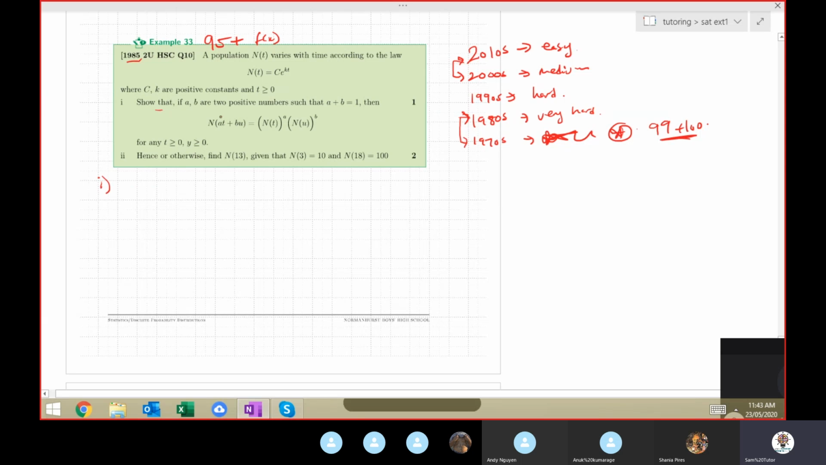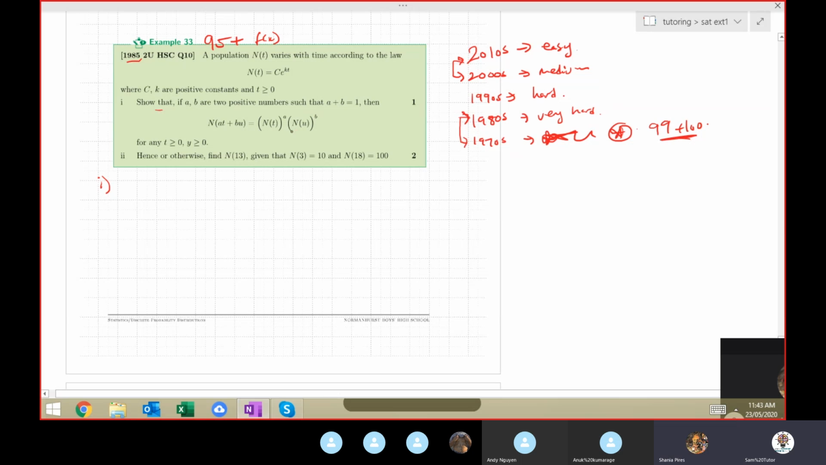Okay, again, I'm just going to say, anyone know what it's talking about? N of t is equal to Ce^kt. Now it says N of at plus bu. And we want it to become this. Any ideas? What do you see? Talk to me. What do you see? A plus b equals 1, and if you times those, or, I mean, if you add those. But why aren't you allowed to actually multiply these? Are they the same base?